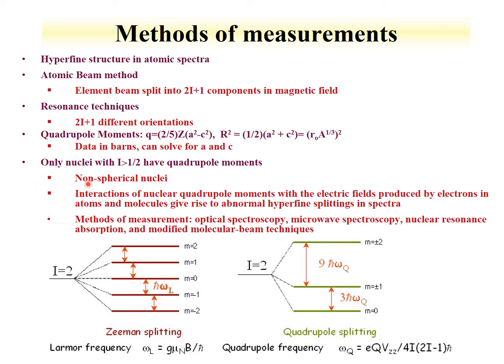Nuclei with spins greater than 1/2 have quadrupole moments, tend to be non-spherical, and the interactions of nuclear quadrupole moments with electric fields produced by electrons can give rise to hyperfine splitting in spectra. These can be measured with optical and microwave spectroscopy, NMR, and molecular beam techniques. So this is maybe some information you might have seen in other courses, and how it relates to our understanding of the nucleus, particularly in terms of the magnetic properties of the nucleus. And that's derived from the spin of the nucleus.